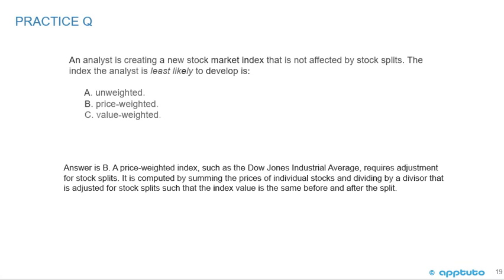If the analyst is creating a stock market index that is not affected by stock splits, least likely to develop a price-weighted index, because we've seen when you have a stock split, the price is going to split in half, and it's going to affect not only that stock but the weightings of all the other constituent securities. So a price-weighted index such as the Dow Jones Industrial Average requires adjustment for stock splits. It is computed by summing the prices of individual stocks and dividing by a divisor that is adjusted for stock splits such that the index value is the same before and after the split.